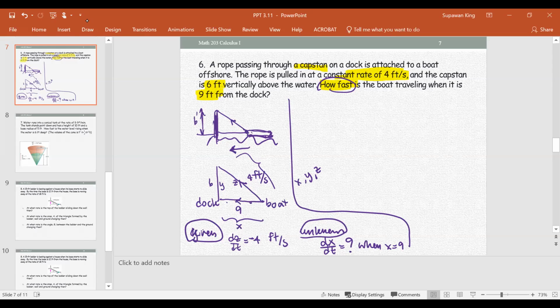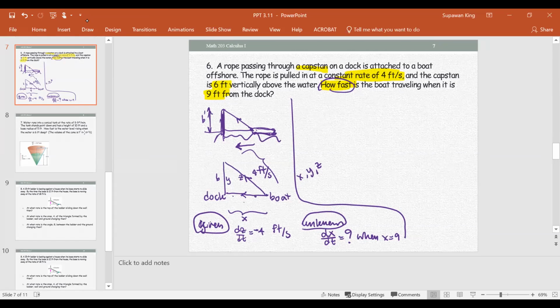x is changing, it's moving. 9 is the last position at which we are looking for the rate of change. So x is not 9 to begin with; it's going to be the variable x. I'm going to leave it as x here. So we have x, and we have 6, because the height of the capstan doesn't change. It remains 6 as the boat moves closer to the dock. If we look at the diagram, x here, 6 here, and then z here. What is the relationship of x, z, and 6? What would be the equation that gets them all together? Anyone?